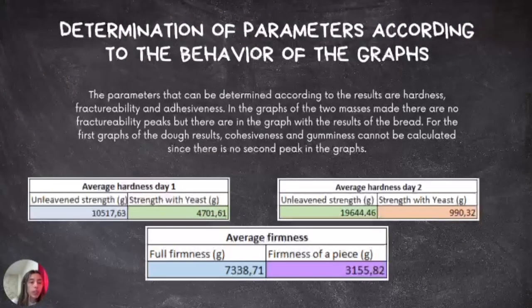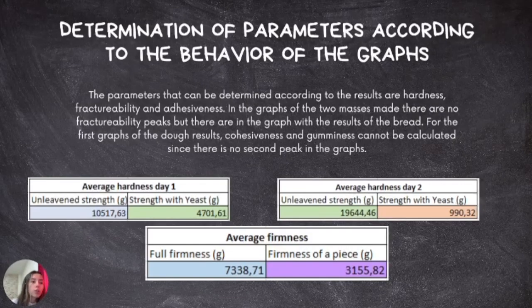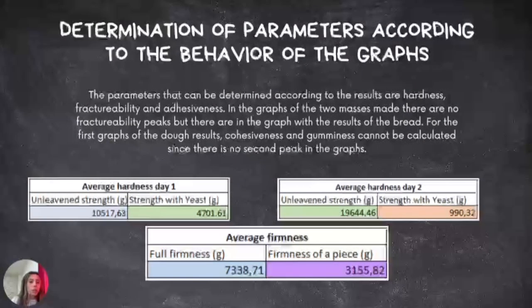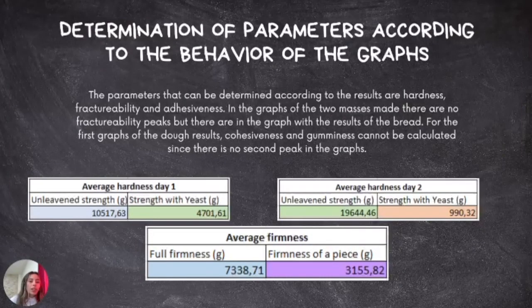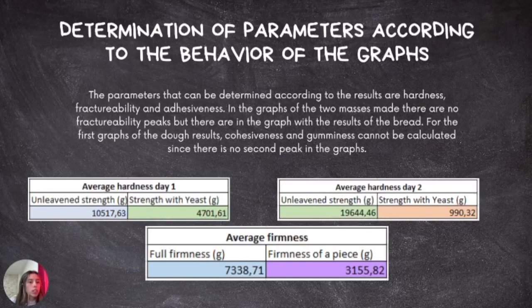Now we can see the determination of parameters according to the behavior of the graphics. The parameters that can be determined according to the results are hardness, fracturability, and adhesiveness. In the graphs of the two doughs made, there are no fracturability peaks, but there are in the graphic with the results of the baked bread. Also, for the first graphic of the dough results, cohesiveness and gumminess cannot be calculated since there is not a second peak to analyze.